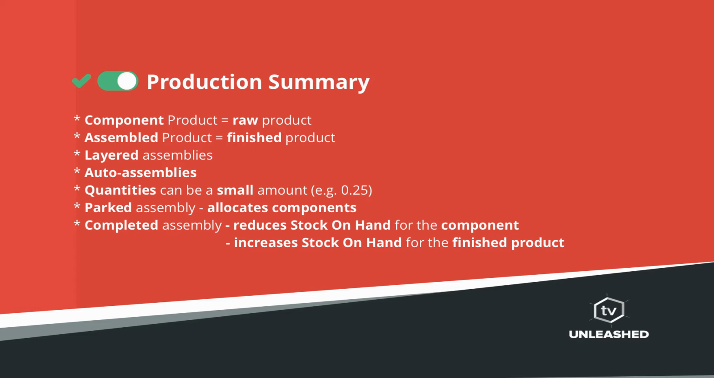and that means that if you sell more than you actually have on hand, it will show you that, and you can build more based on your current stock on hand levels for the components. Now, it is quite common for our customers to buy in bulk and then sell things in smaller quantities. So you can have very small quantities in your bill of materials. A reminder that a parked assembly will just allocate the components, but the completed assembly will reduce the stock on hand for the components, and it will increase the stock on hand for the finished product.